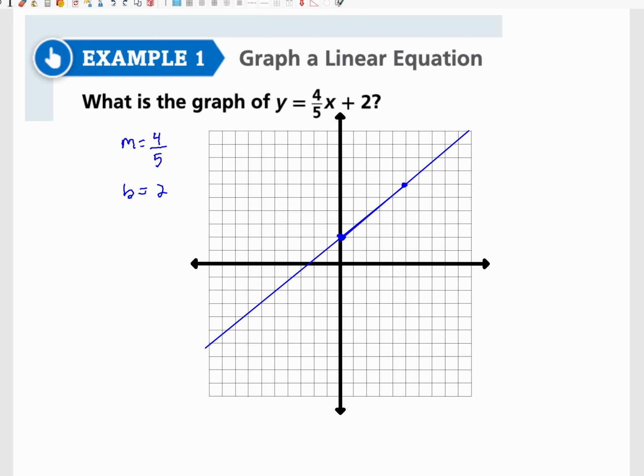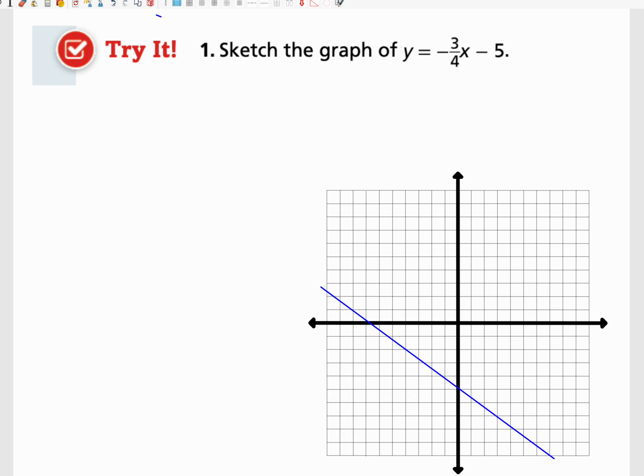That is graphing a slope-intercept line. You've got 2 things to do. You've got to find the y-intercept, and then you count the slope. So let's do another one.